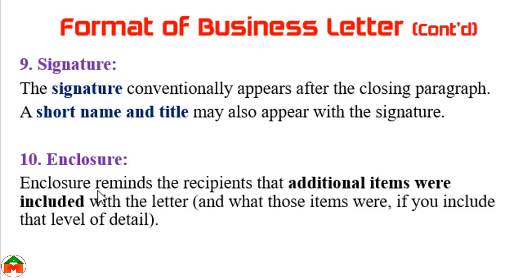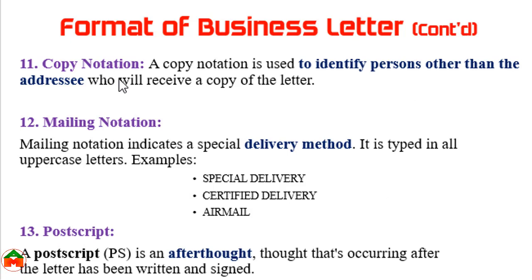After that, you can mention the enclosure, in which you will write about the additional items. If you have any additional items besides the business letter, then you can mention it in the enclosure. The next part is copy notation. Generally, if you need to send the same business letter to a person other than the addressee, in that case you can mention those names or departments in the copy notation.